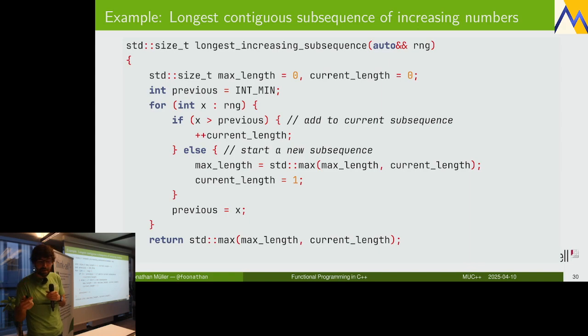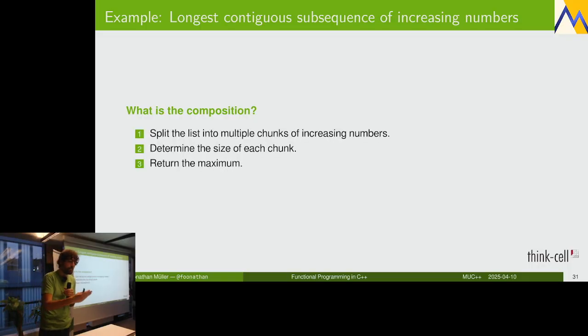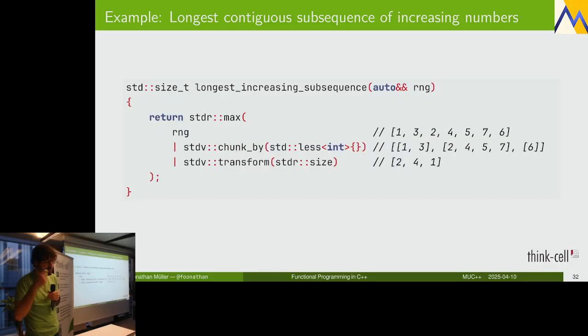So anyways, I guess in a way that's also declarative functional programming. To do it properly, again, what is the composition? Well, we want to split the list into the increasing subsequences. Then we want to get the size of each one of those chunks, and then we want to return the maximum.